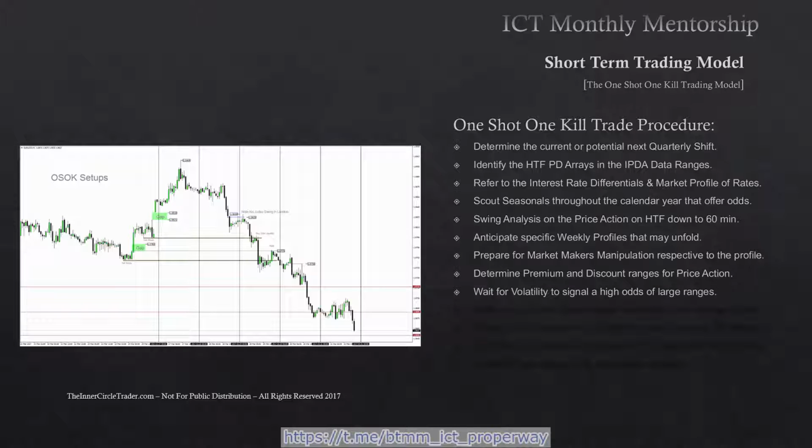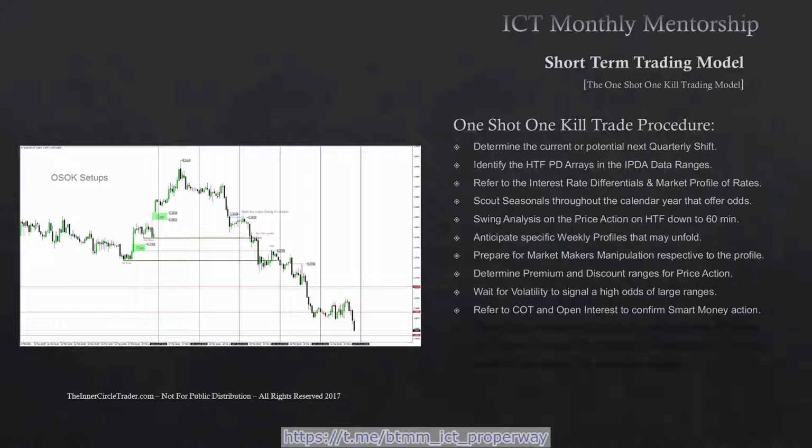And you're going to wait for volatility to signal a high odds of a large range being created. In other words, when range expansion should ensue. Small ranges beget large ranges. If the market's in big ranges, we know there's going to be a high probability for the market to go quiet. We want to be getting in when the market is quiet so that we can expand and get larger ranges and big volatility.